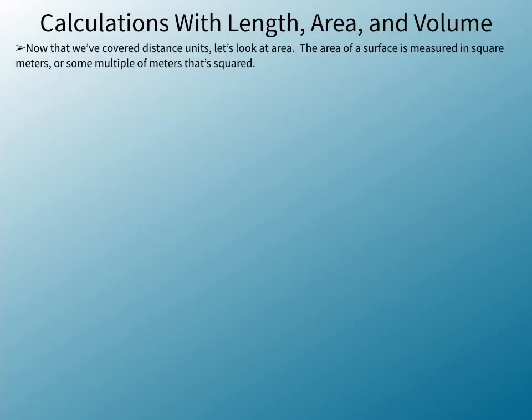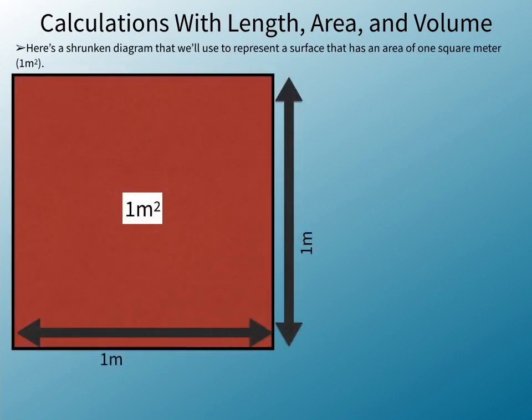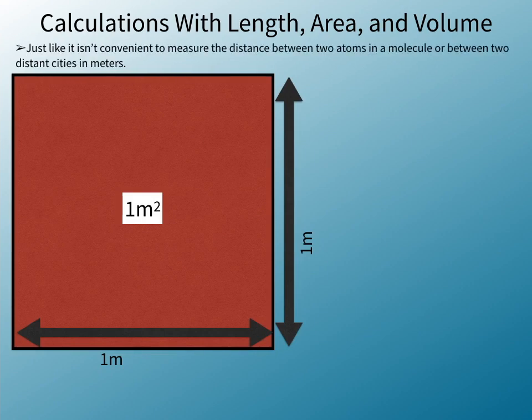Now that we've covered distance units, let's look at area. The area of a surface is measured in square meters, or some multiple of meters that's squared. Here's a shrunken diagram that we'll use to represent a surface that has an area of 1 square meter. It isn't always convenient to measure area of a very small or very large surface in square meters, just like it isn't convenient to measure the distance between 2 atoms in a molecule or between 2 distant cities in meters.